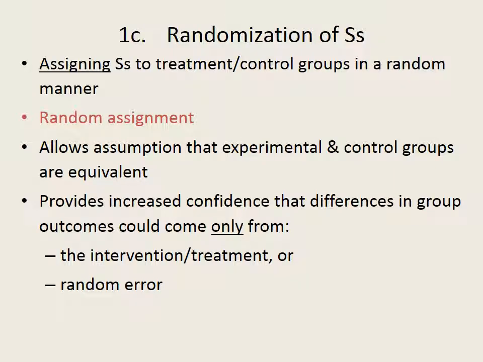Randomization of the subjects is assigning to treatment and control groups in a random manner. Random assignment allows the assumption that the experiment and the control groups are equivalent. This is basically that the researcher doesn't handpick who's going in what group. This provides an increased confidence that the difference in the group outcomes could only come from the intervention and treatment or random error. It's limiting bias, limiting researcher bias.